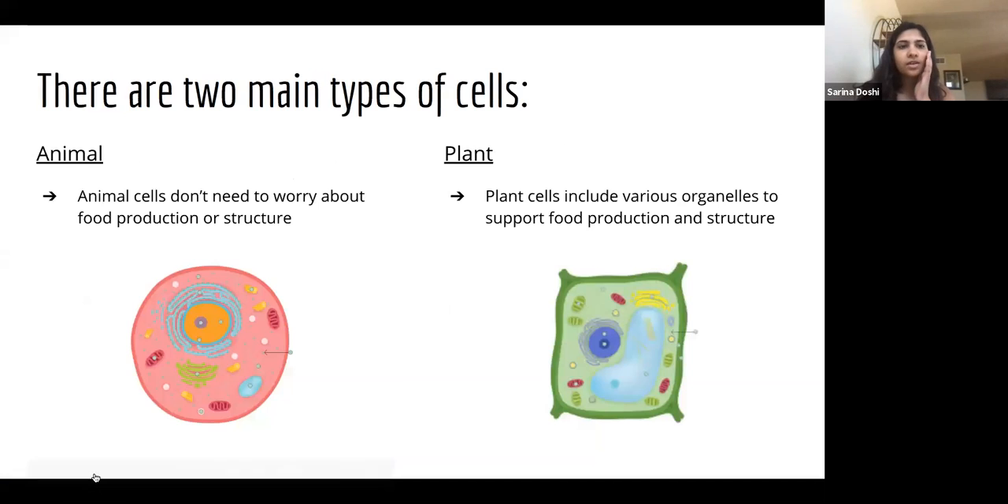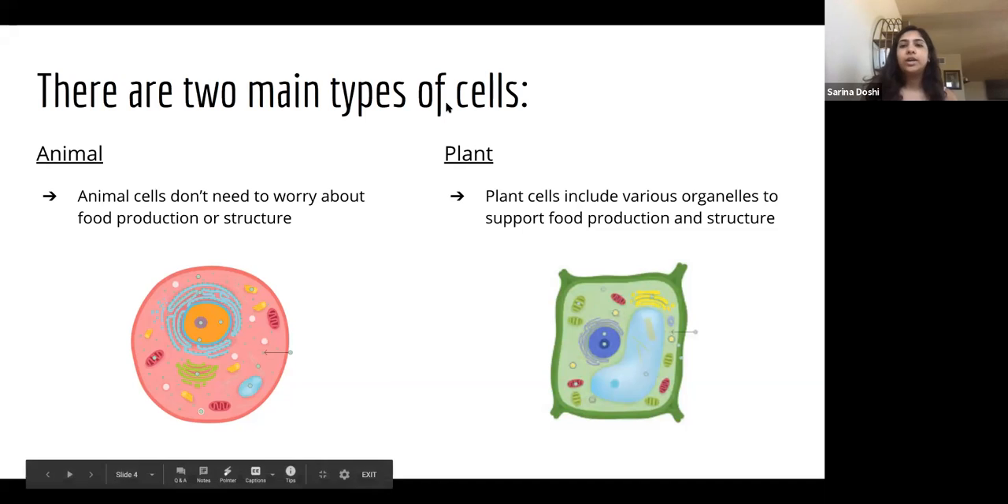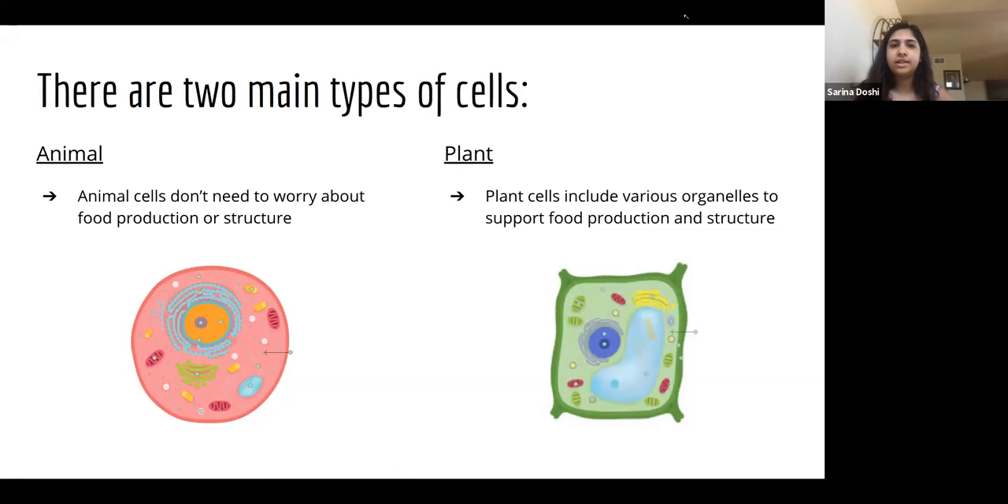Okay, so there are two main types of cells: animal cells and plant cells. Animal cells don't need to worry about food production or structure, so they are a little bit different from plant cells, which include various organelles to support food production and structure. These two are eukaryotic cells. We also have prokaryotic cells, which are bacterial cells and others, but those are more biology related, so we don't really need to talk about those as much. We're just going to focus on these eukaryotic cells.